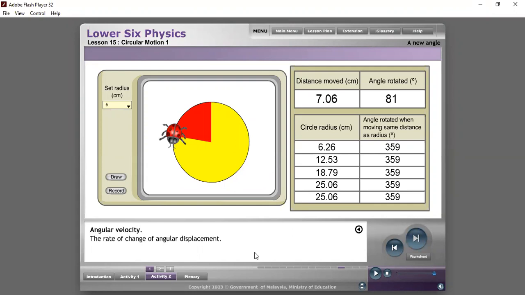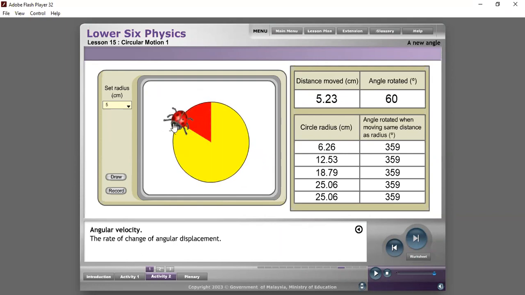So what is meant by angular velocity? Angular velocity is the velocity when the object is traveling in a circle, in circular motion. So it is the rate of change of angular displacement. Now we look here. When it moves in one circle, the circumference will be the angular displacement, the displacement in the circle. Angular velocity will be the velocity in the circular motion in this direction.